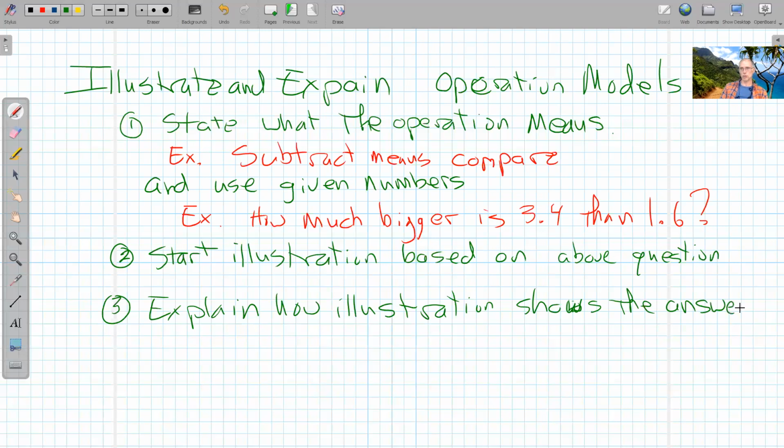So minimal on any type of illustrate and explain is you've got to upfront state, okay, this is what this situation means with these numbers, start the illustration based on what you said above, and then explain how the illustration leads to the answer, okay?